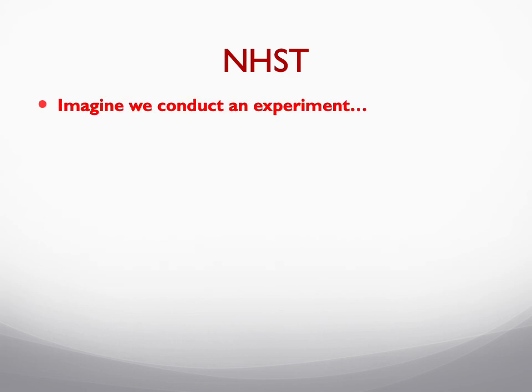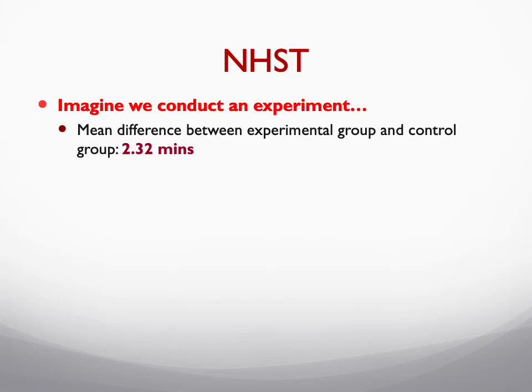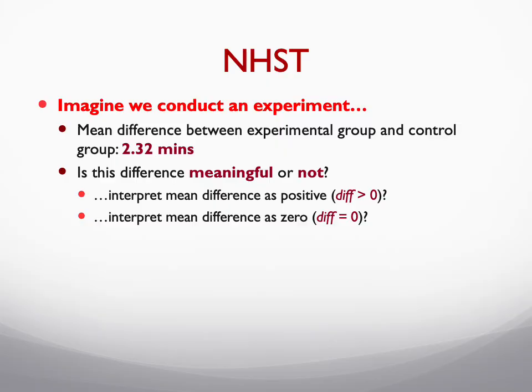So imagine I conduct an experiment. I have my experimental group scroll TikTok for 10 minutes. My control group sits quietly for 10 minutes. I see how long they spend on a difficult task. And I see a mean difference of about 2.32 minutes on this difficult task. You might say, okay, cool, you got that difference, but is that difference meaningful or not? In other words, should I interpret this mean difference as positive, a difference greater than 0, or do I interpret this mean difference as 0, a difference equal to 0? Which world do I have evidence for?